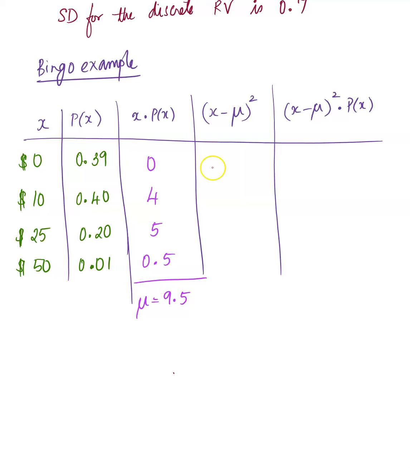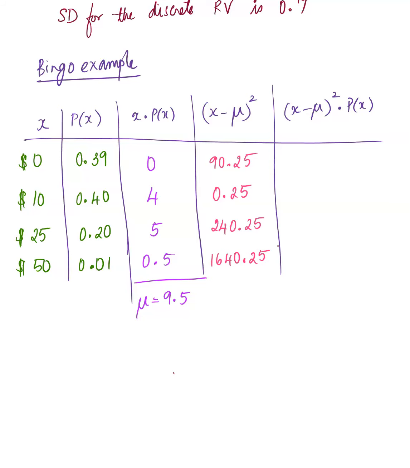So that gives me 90.25. 10 minus the 9.5 is 0.5, and that's what we square. That gives us 0.25. 25 minus 9.5, when you square that, you get 240.25. And 50 minus 9.5, square that, 1640.25. So feel free to pause the video, do the squaring yourselves, and do the table alongside, and you can feel confident about the calculation.